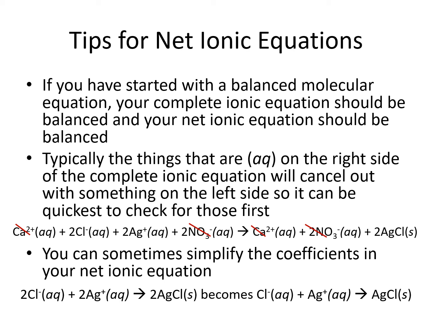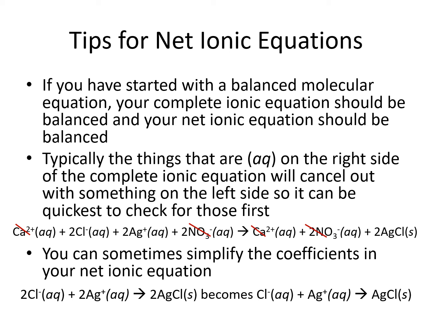Also, we can typically look for the things that are ionic and aqueous on the right-hand side, and they will often cancel out. They'll often be the spectator ions. In this equation, we've got calcium and nitrate on the right, and we look on the left and see, yes, those also appear on the left, so we can cancel them out. If we were just looking at the left first, we would have 4 ions to look for. But if we look for the ions on the right side first, we only have to look at 2. That can save you a few extra seconds on the exam.